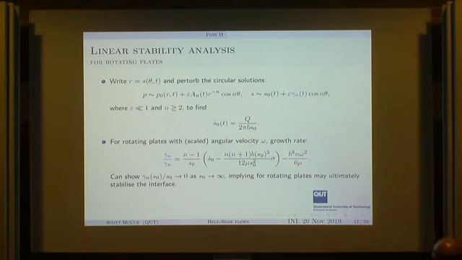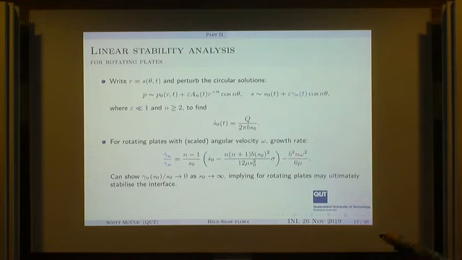Okay, so now maybe let's just say, just for fun, what if we rotated the plates? If you have rotating plates, you can inject in, so the whole thing is rotating, a rotating cell, and you're still injecting fluid into the cell. Then you can write down linear stability for that problem, and the details are the same as before, so this is the same text as before.